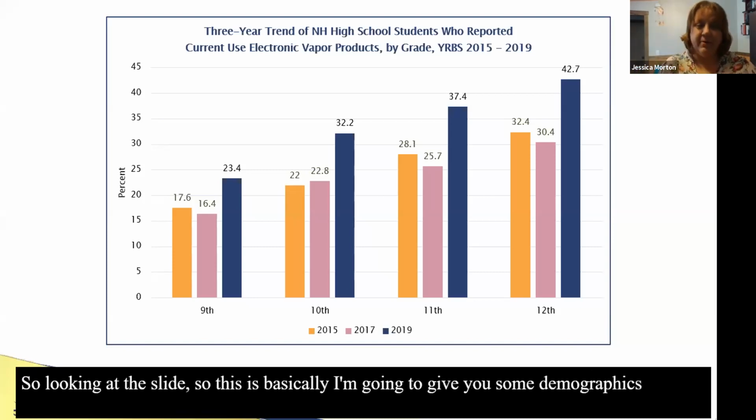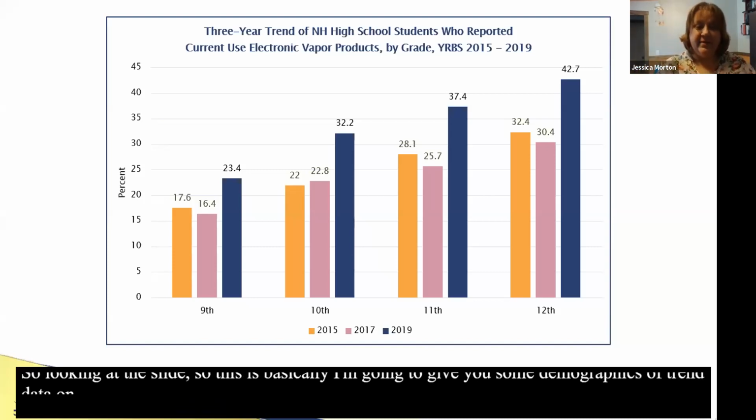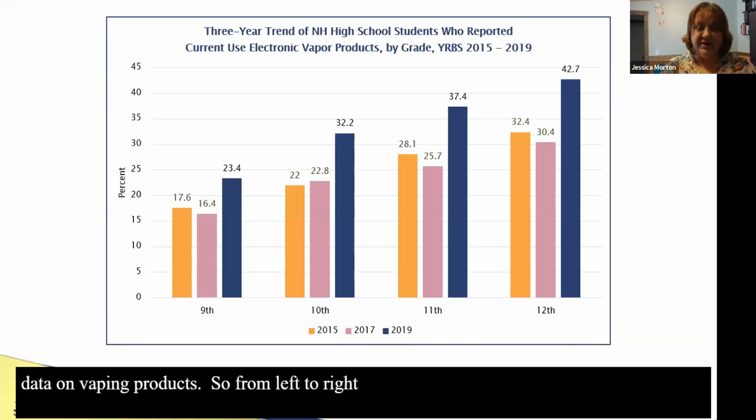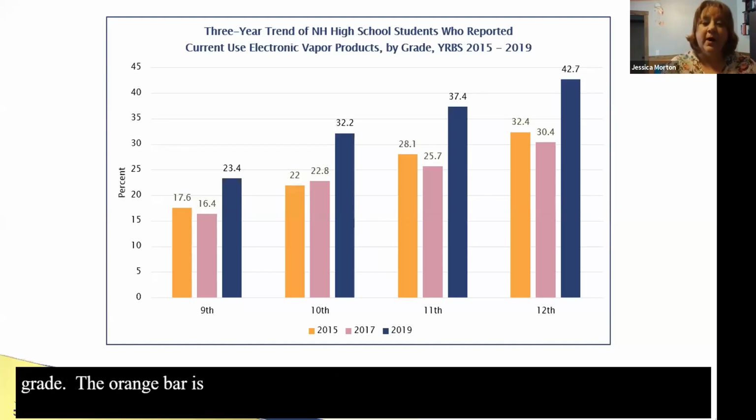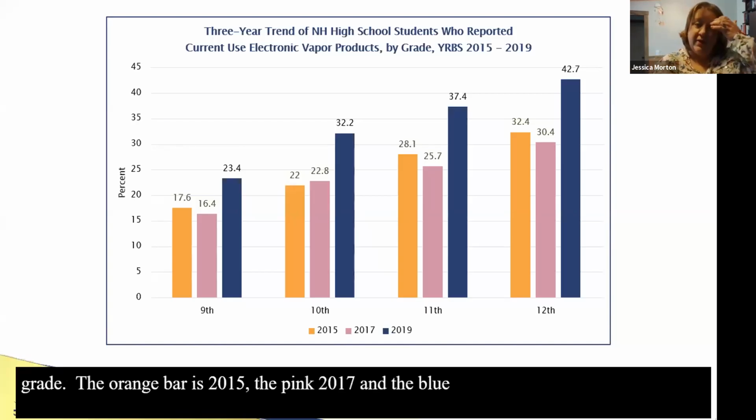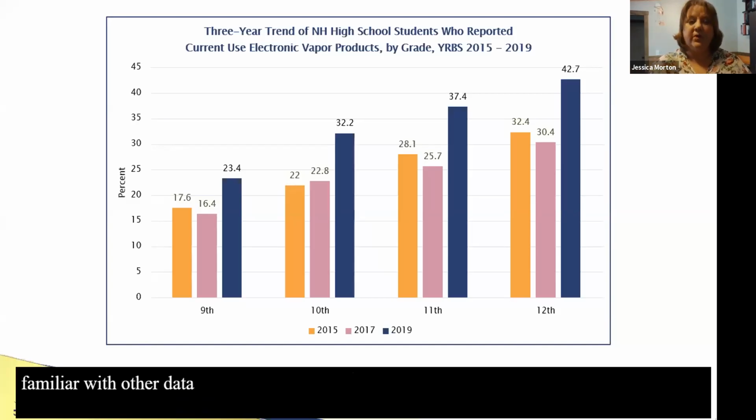So looking at the slide, I'm going to give you some demographics of trend data on vaping products. From left to right, it's 9th grade, 10th grade, 11th grade, and 12th grade. The orange bar is 2015 data, the pink bar is 2017, and the blue bar is 2019 data.